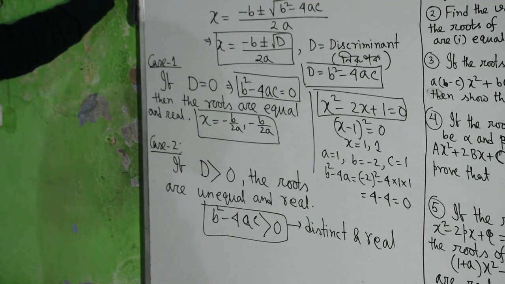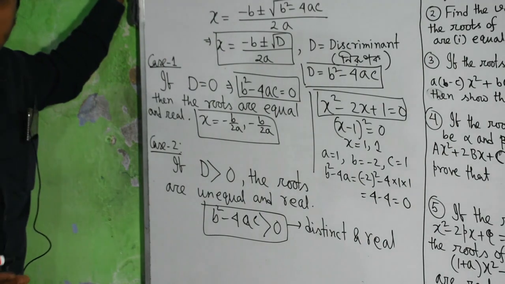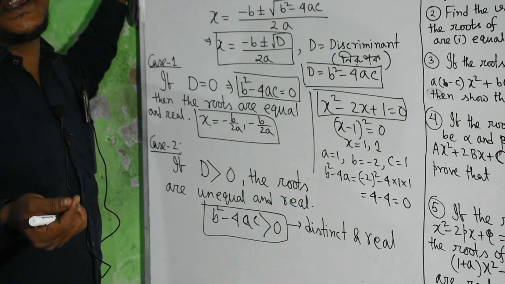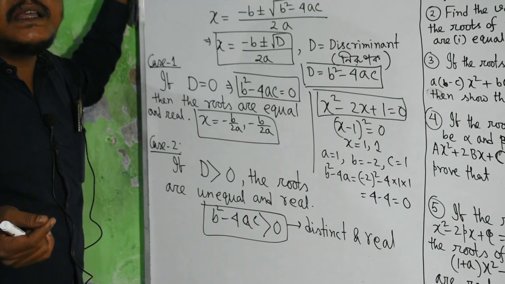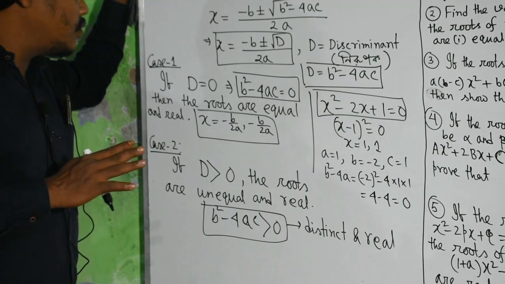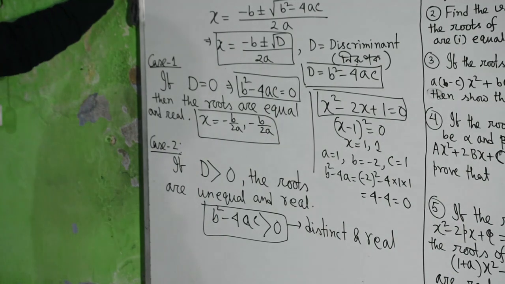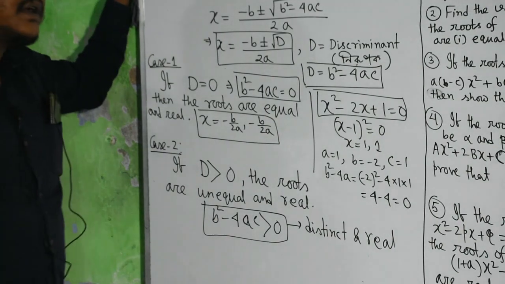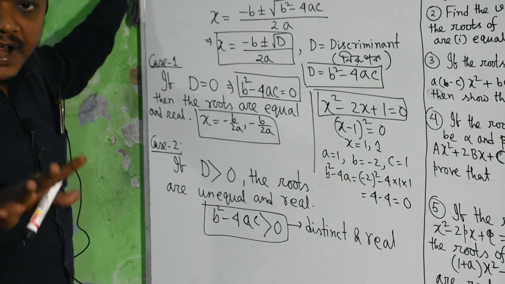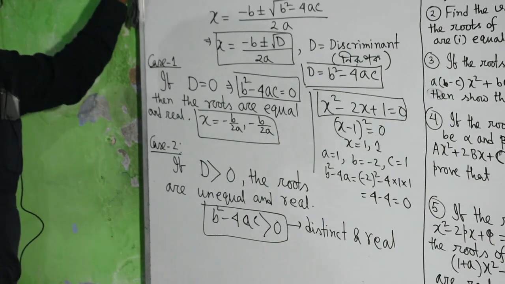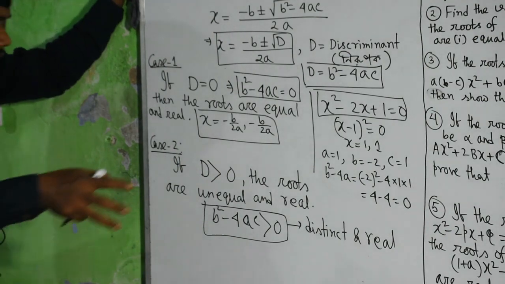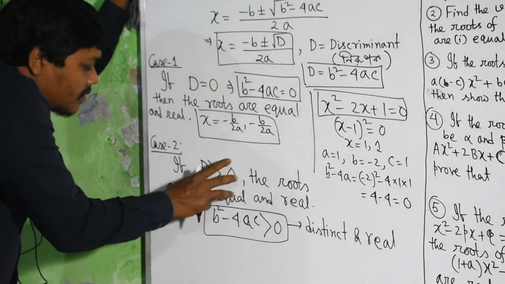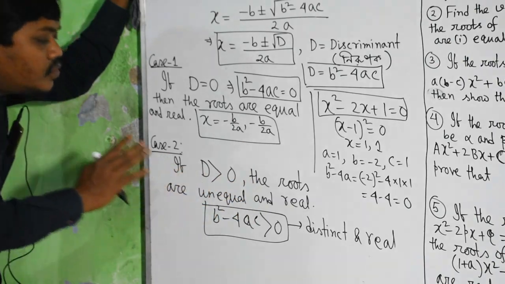b square minus 4ac, this is also an if and only if condition. If the roots are unequal and real, then b square minus 4ac is greater than 0, and if b square minus 4ac is strictly greater than 0, then the roots are unequal and real. And we know that real numbers contain rational and irrational numbers. So we can divide this case into two subcases.